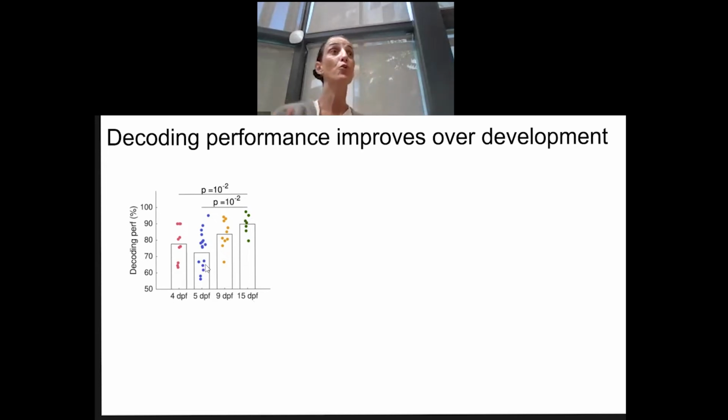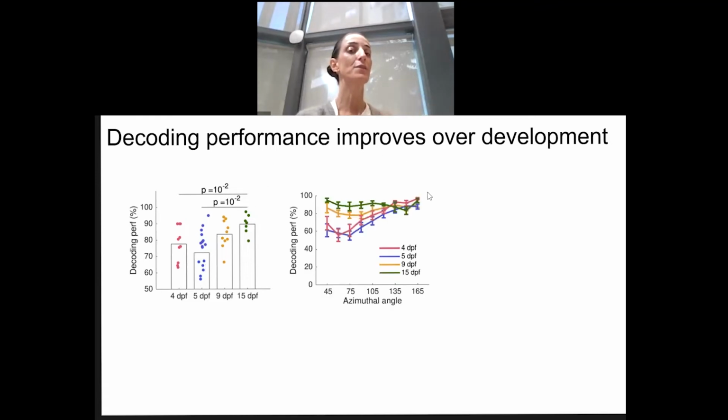So the fish does improve in decoding, at least the information. In terms of information content, there's more information in the response of the neurons as the animal develops. And when we looked at what exactly changes, you can see this is the decoding performance, but now as a function of the position on the visual field. And you can see that in the posterior areas, the fish can decode very well things that are coming from the back. But what does improve is the decoding of things that are occurring in front of the fish.